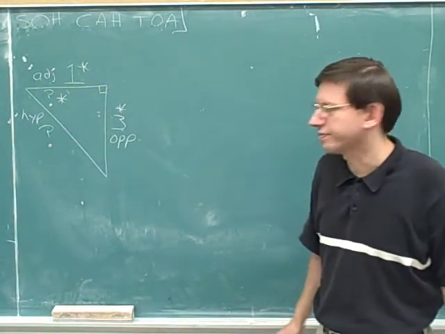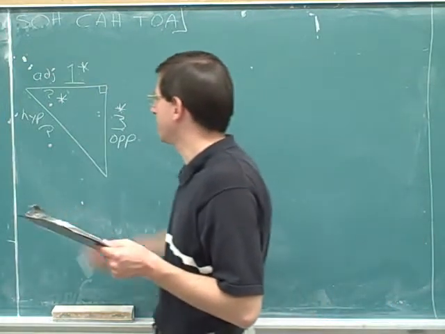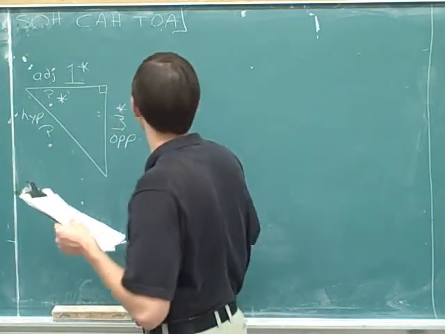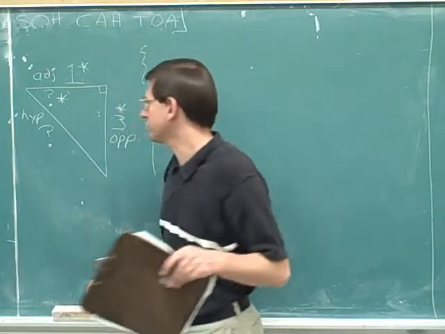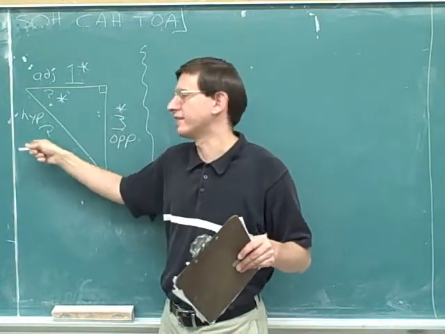This is another problem where we're given two sides. Well, we can find the third side by using the Pythagorean theorem. If you wanted to, you could find the angle first, but usually people find the side first.